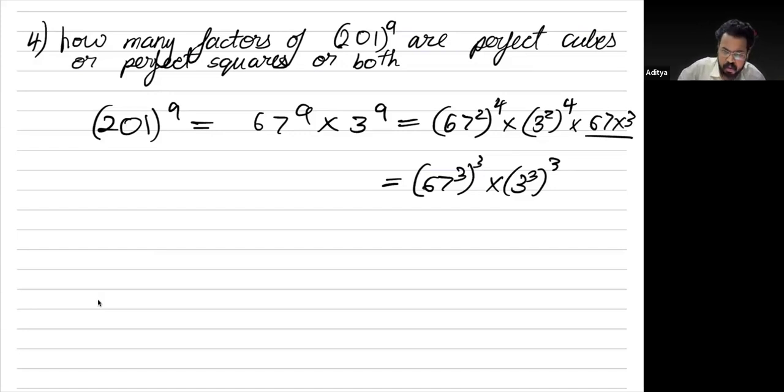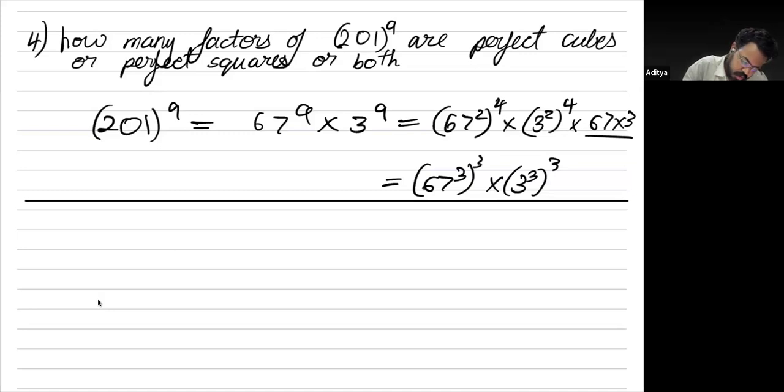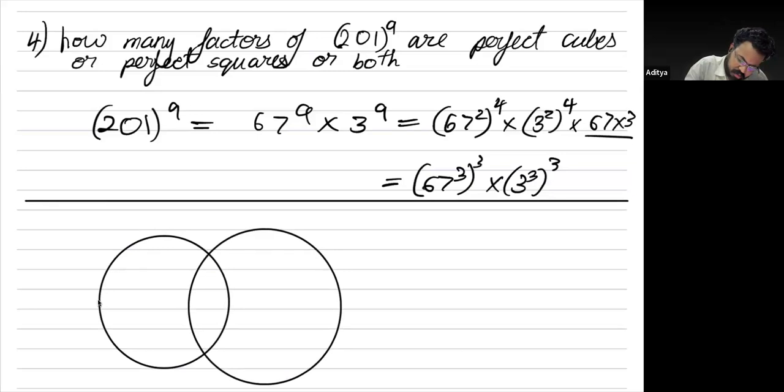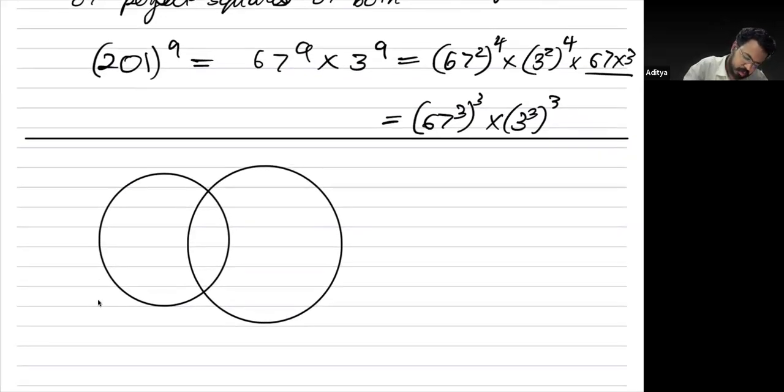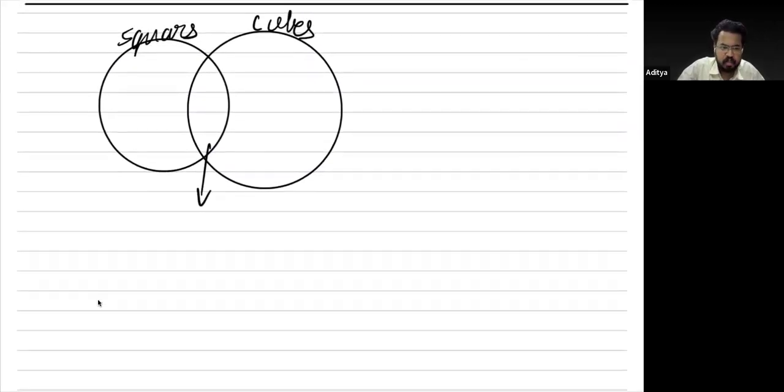Anyone wants me to wait? So here I'll use a concept called inclusion exclusion. I'll include some parts and I'll exclude. This is perfect squares, and these are cubes. And these are perfect sixth powers. I mean, the numbers which are squares and cubes will be perfect sixth powers, no?